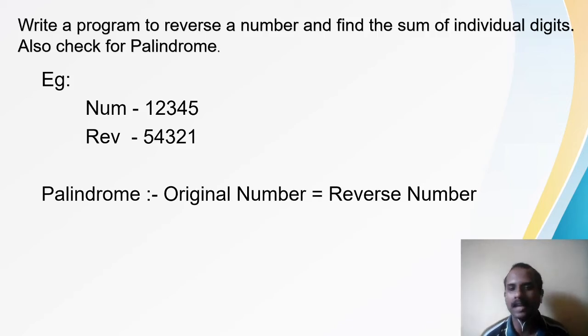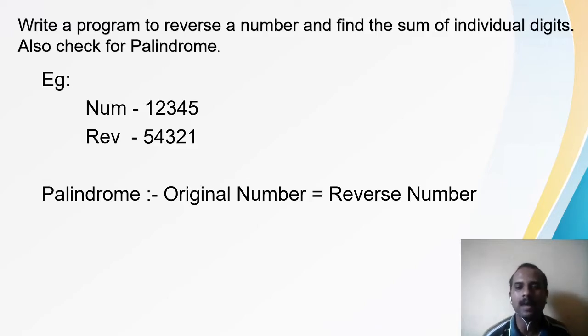You have to take one number and afterwards you have to reverse that number. For example, let us say that my number is 1, 2, 3, 4, 5. Then the reverse of that number is 5, 4, 3, 2, 1. Okay, that is the first part. You have to reverse the number.